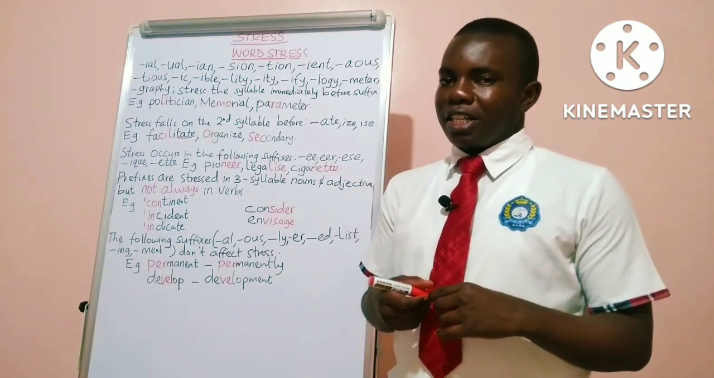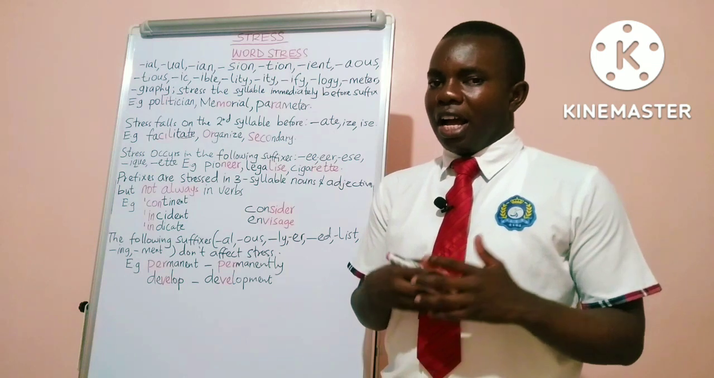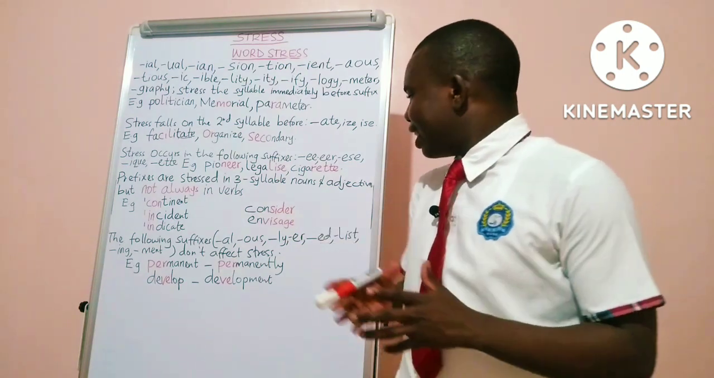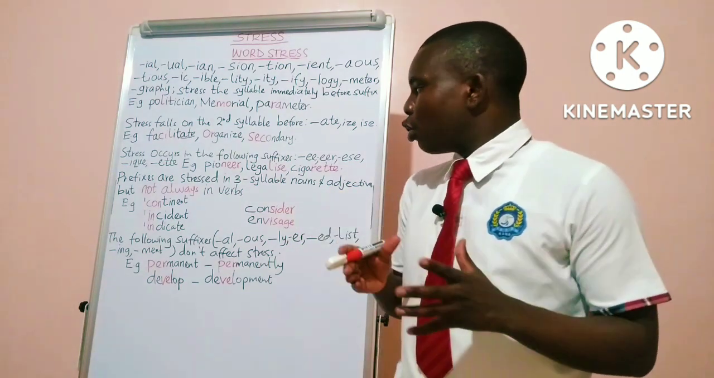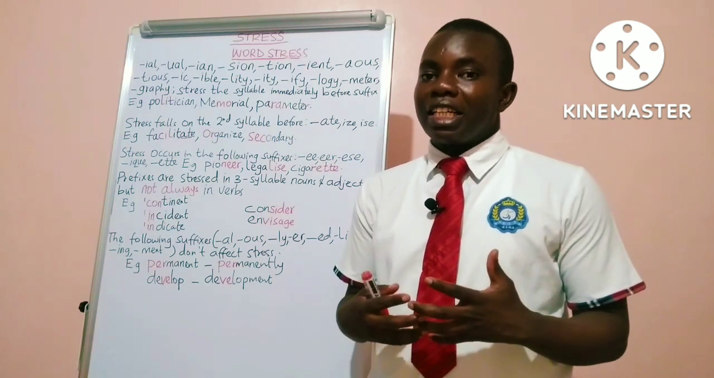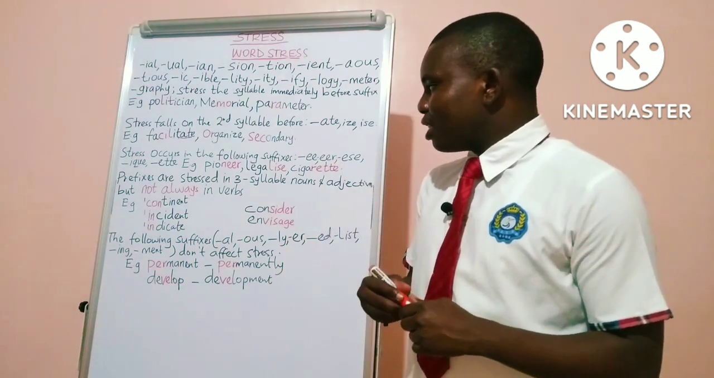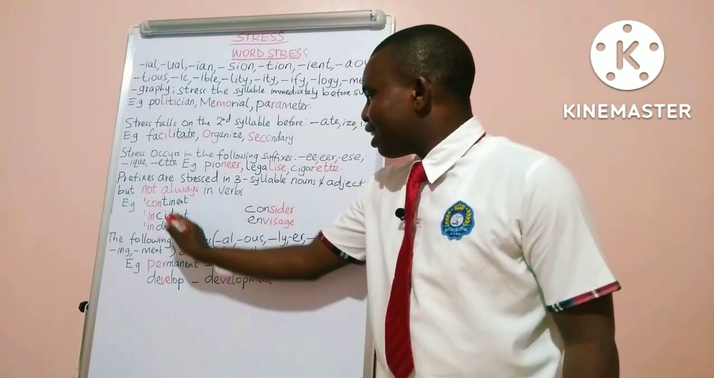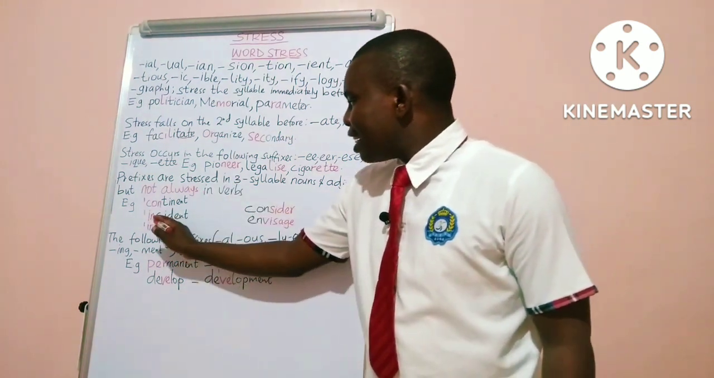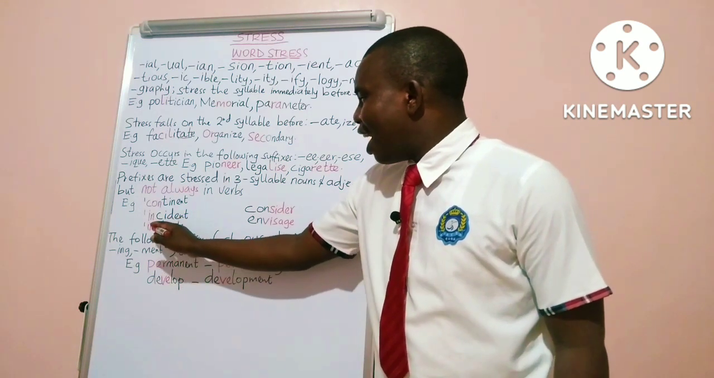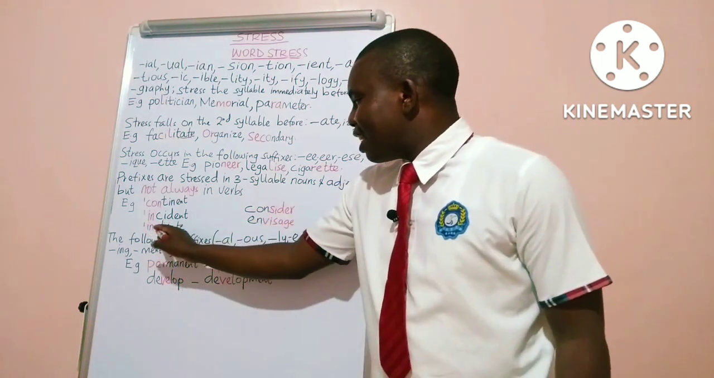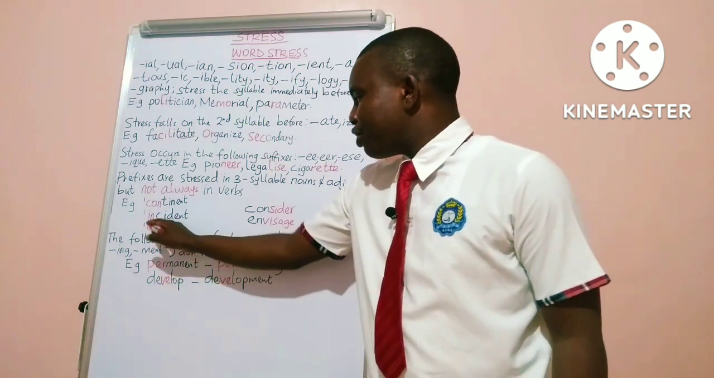We can also use prefixes to predict stress, and prefixes are normally stressed in three syllable nouns and adjectives, but not always in verbs. The words not always are in red ink to show that there are exceptions. An example here is continent. So the prefix con is stressed, that is a noun. Incident, and the prefix in is also stressed. Indicate, the prefix in is also stressed.